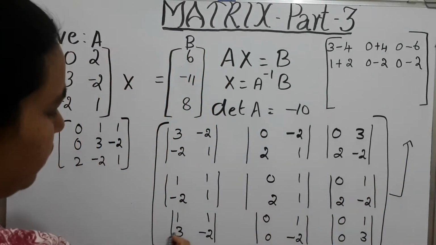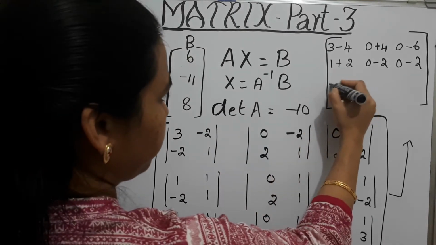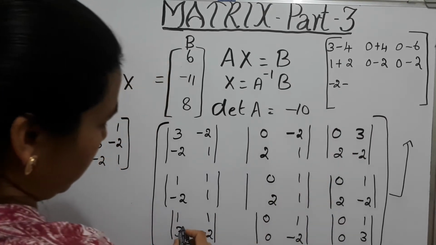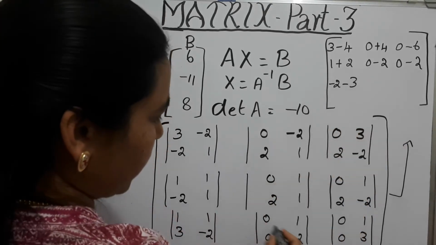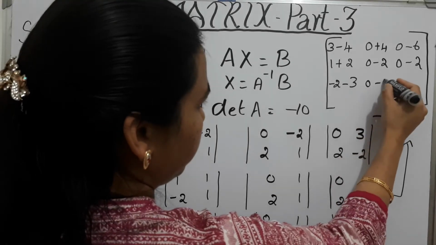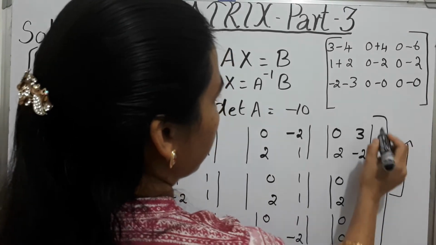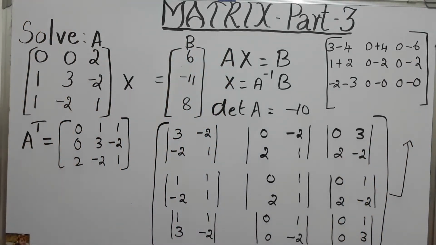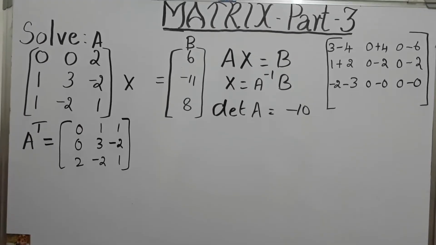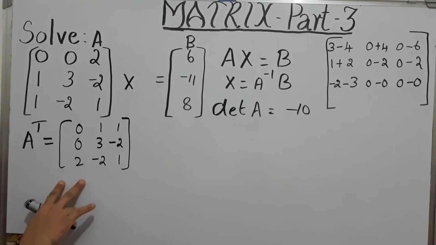And for this one, you have 1 times minus 2 is minus 2, minus 3 times 1 is 3. And the next one is 0 minus 0, and here also you have 0 minus 0. So this is the one, and now you can simplify it. This is the rearranged matrix from the transpose matrix.